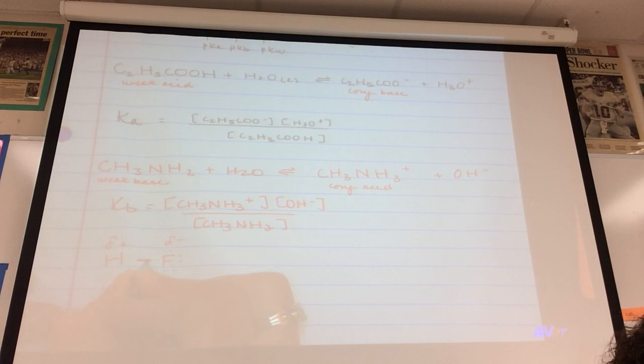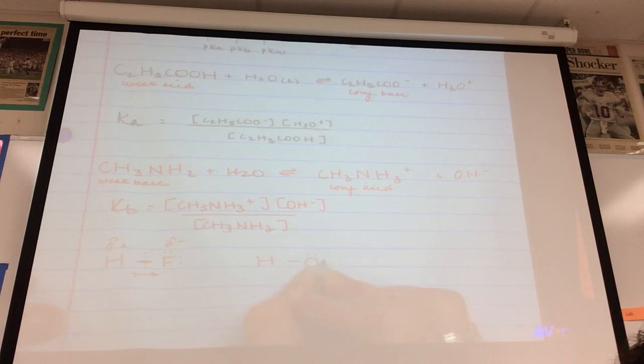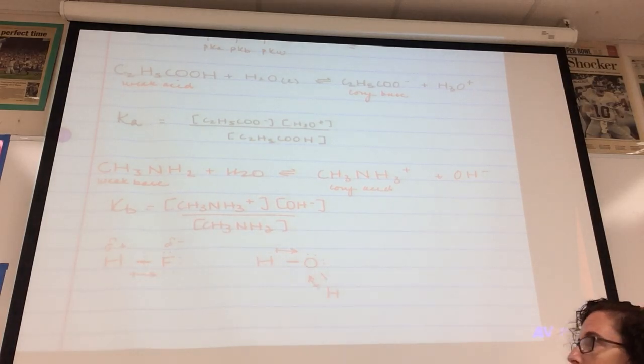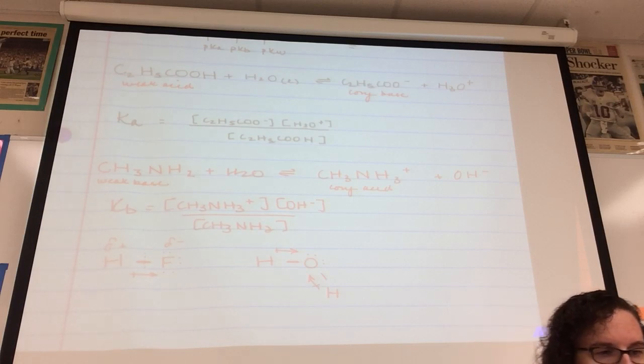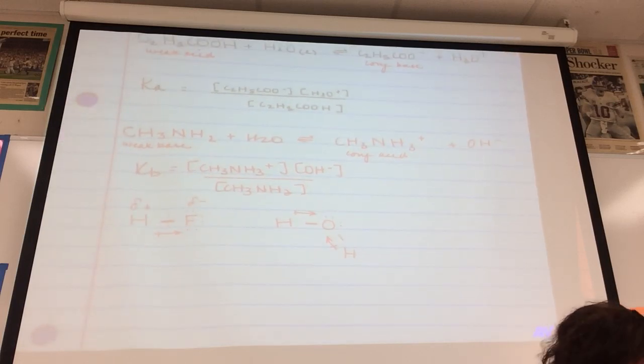That weakens this bond, making it easier to clip than if, for example, you had a water molecule where, again, you'd have dipoles, but this bond strength here, if you will, is a little bit stronger than this, and this is a weaker acid than hydrofluoric acid.